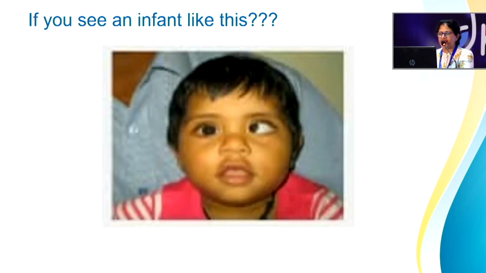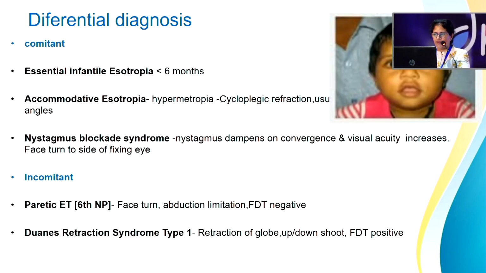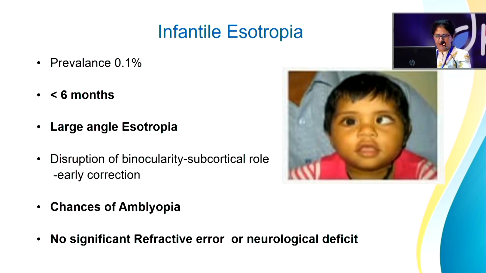So if you see an infant with a large angle esotropia, what all could be the DDs? One is the concomitant category, under which comes essential infantile esotropia, accommodative esotropia, and nystagmus blockade syndrome. And incomitant, it could be a sixth nerve palsy or a Duane's retraction syndrome, type 1.